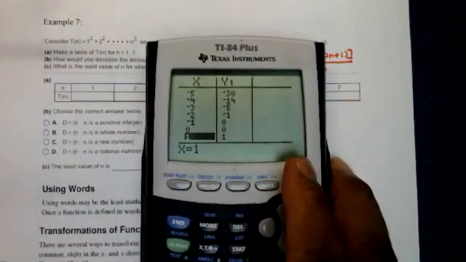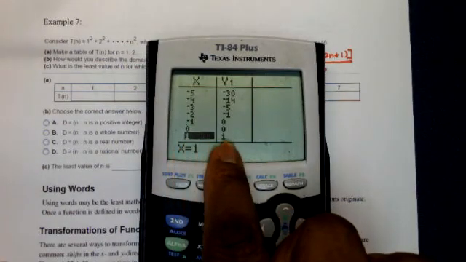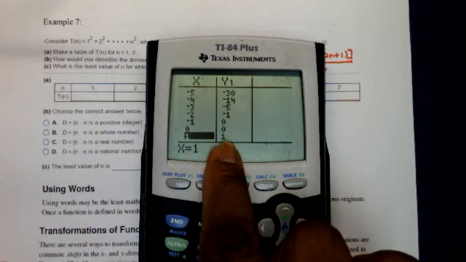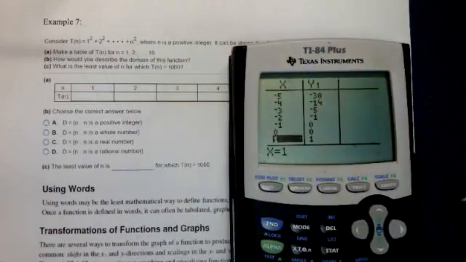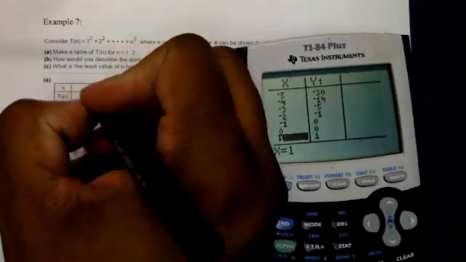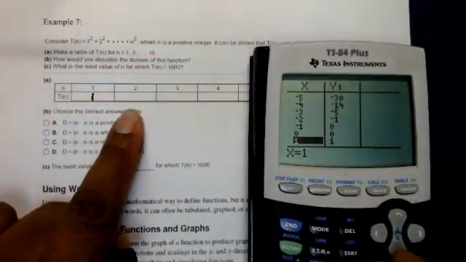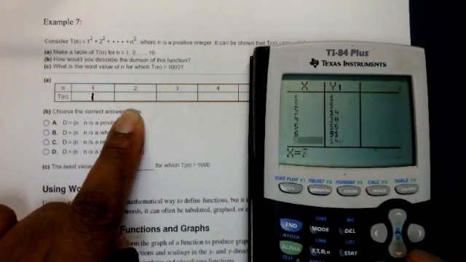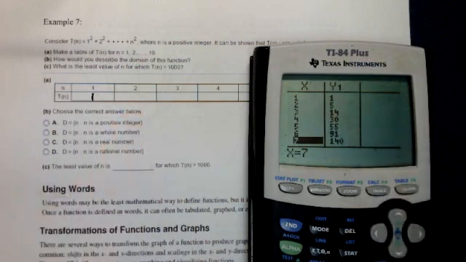So like for, let's look here. For n is equal to 1, T of n is equal to 1. And then for n is 2, scroll down a bit, you can see at 2, it's going to be 5.